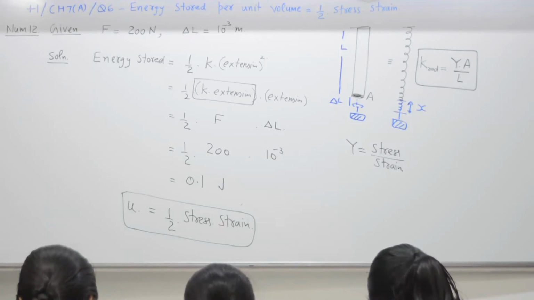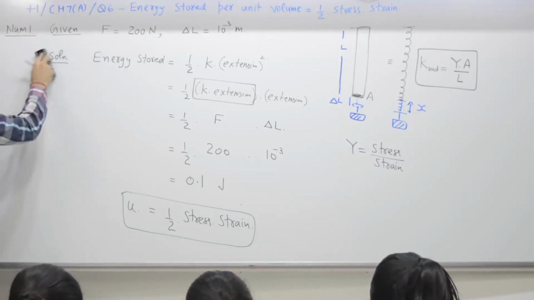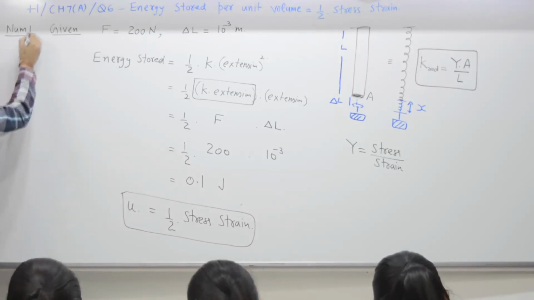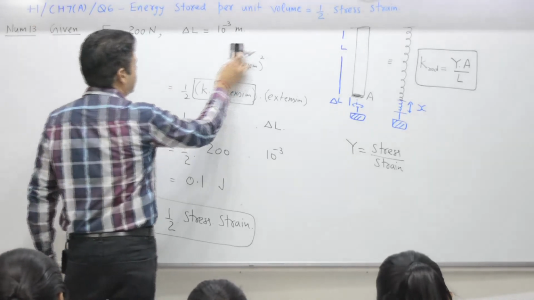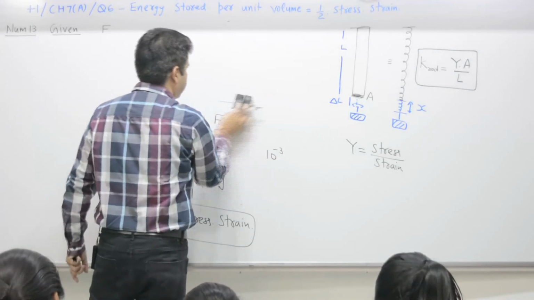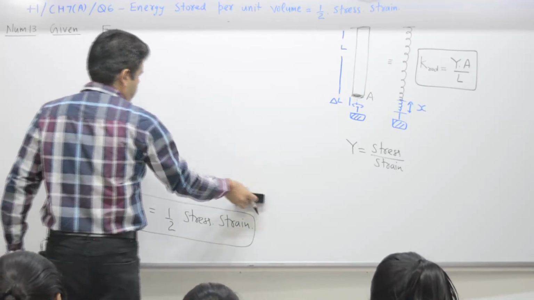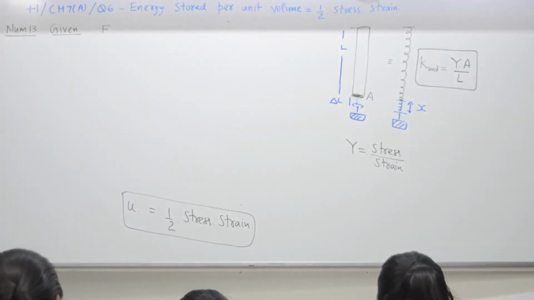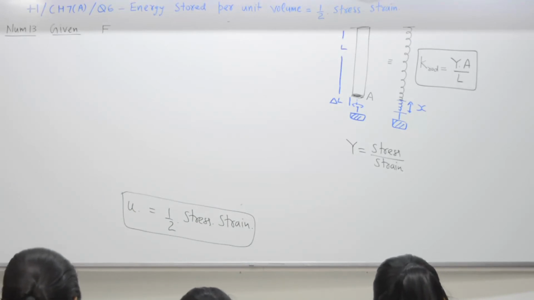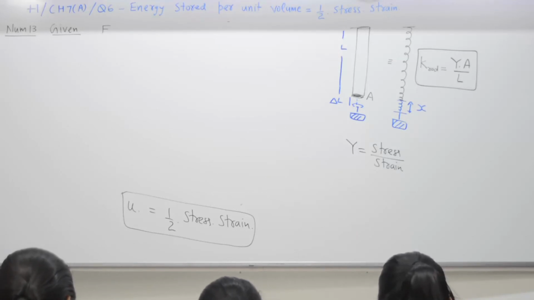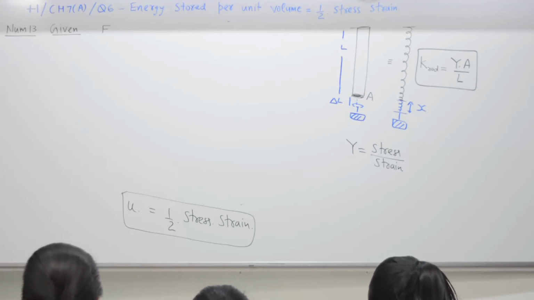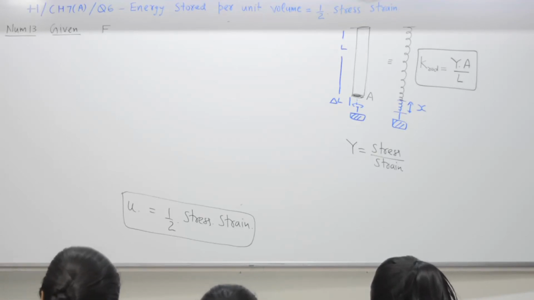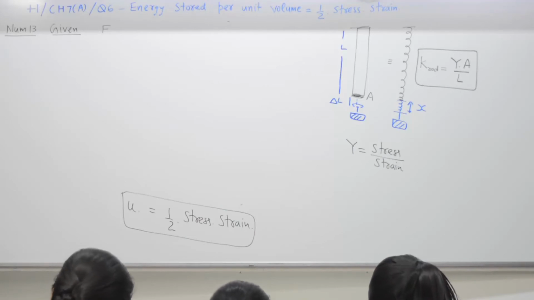Numerical number 13. A steel wire of 4 meter is stretched through 2 mm. The cross-sectional area of the wire is 2 mm square. If Young's modulus of steel is 2 into 10 power 11, find the energy density of the wire, energy per unit volume. Second part, the elastic potential energy stored in the wire. 3 minutes with you.